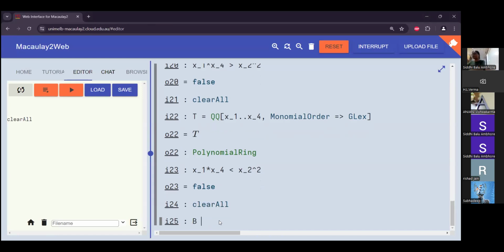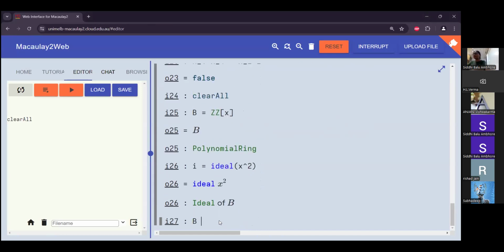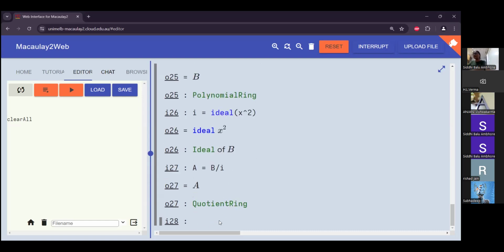Let me just call this B to be this ring ZZ[x]. And I to be the ideal x square, which we defined here. And A is now B quotiented by this ideal I. It is a polynomial ring. Okay, and you need not always write it this way. You can always define it like this also.